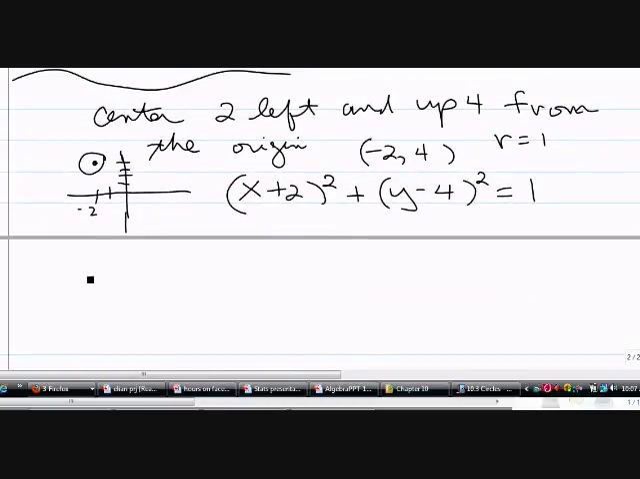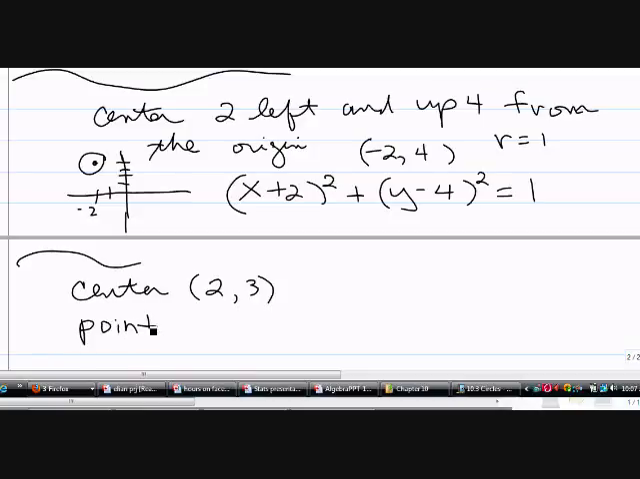Let's say I have my center at, let's go 2, 3. And I want my circle to go through a point, let's go 4, 4. So let me think of what that looks like. 2, 3, there's my center. I also want the circle to go through the point 4, 4. There it is. So, boom.